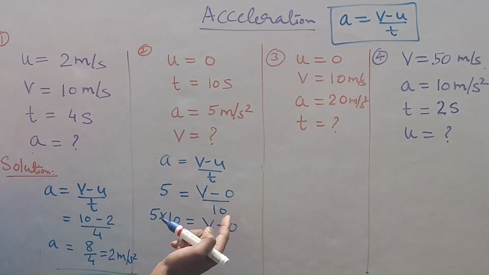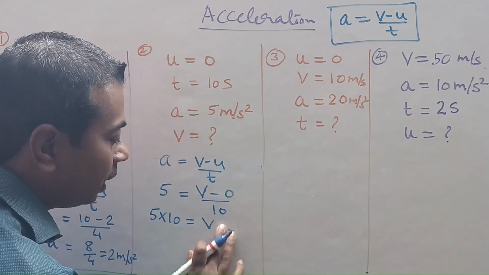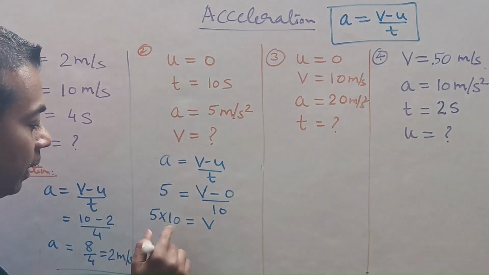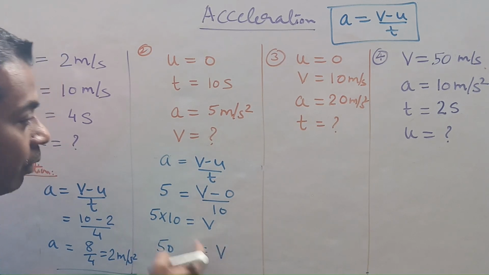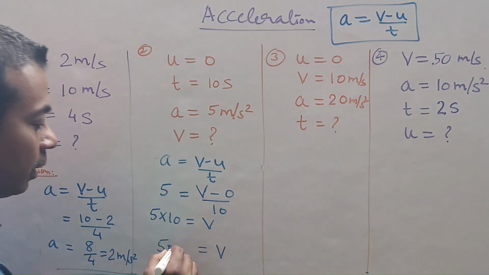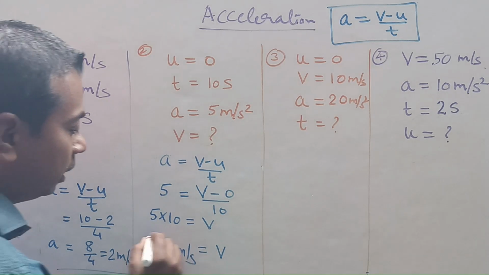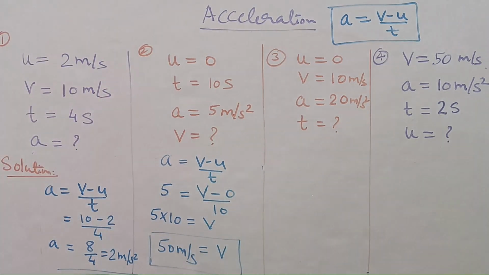Now v minus 0 is what? v minus 0 is v itself. 5 tens are 50. 50 is equal to velocity. Now this is velocity. What will be the unit? Meter per second. Here we complete finding final velocity.